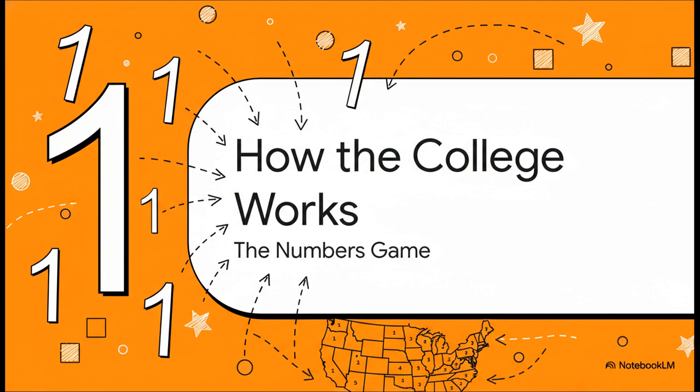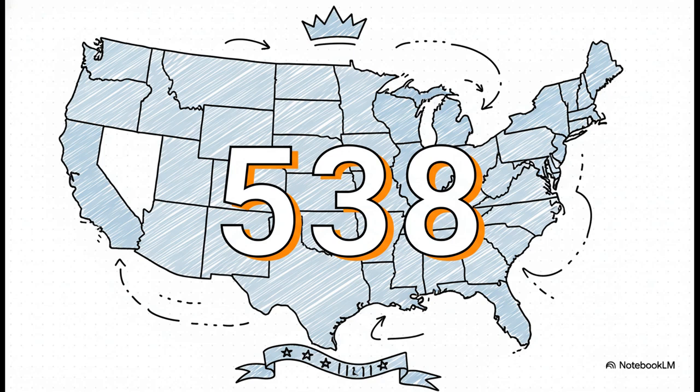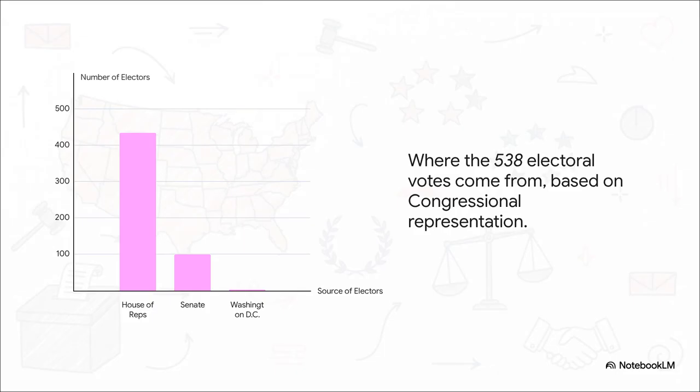And it all starts with one really important number. 538. That is the total number of electoral votes up for grabs in the whole country. So the entire race for the presidency is just a mad dash to get a majority of these votes. But where does 538 even come from? It's not just some random number they pulled out of a hat. Nope, it's tied directly to Congress.